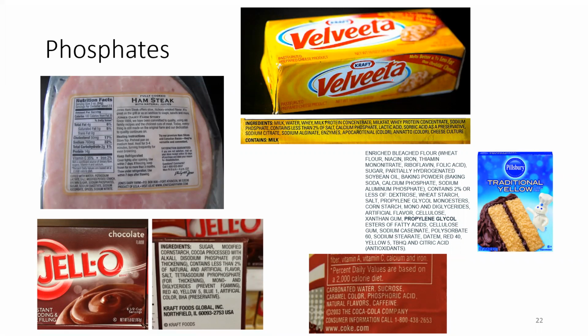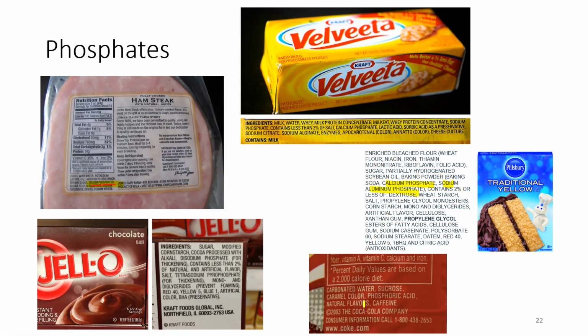So again, these ingredient statements are small, but we have some ham here. We have some sodium phosphates here. Let me actually use a highlighter here. So we have some sodium phosphates. Over here, we have a sodium phosphate again. We also have calcium phosphate. Over here on this cake, we have some different phosphates. Here's calcium phosphate, and then sodium aluminum phosphate.